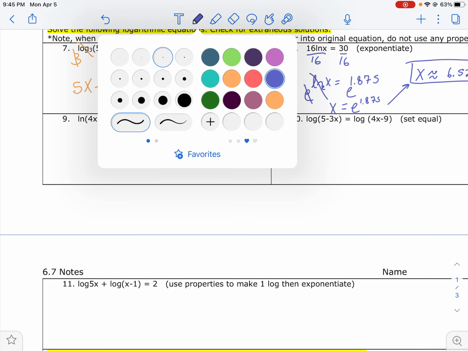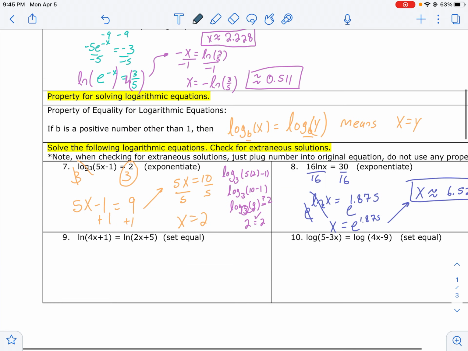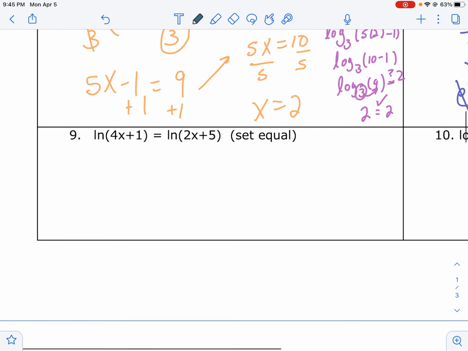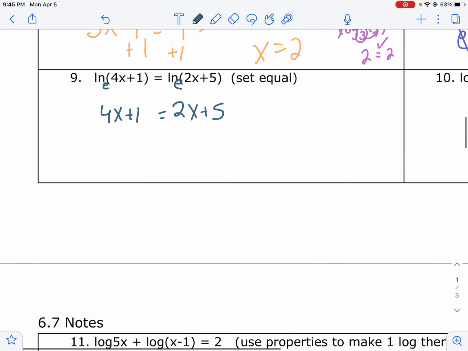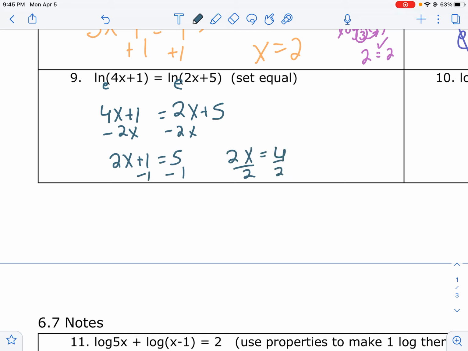All right, next up, here's where we're going to use this property of equality for logarithmic expressions. For number 9, there's just one log on each side. They both have base e. That tells us that the insides of these are equal to each other. Right, so 2x plus 5 is equal to 4x minus 1. And now we can just solve. So you could subtract 2x from both sides. I like that. So 2x plus 1 is equal to 5. Subtract 1 to give us 2x is equal to 4. Divide each side by 2 to get x is equal to 2.